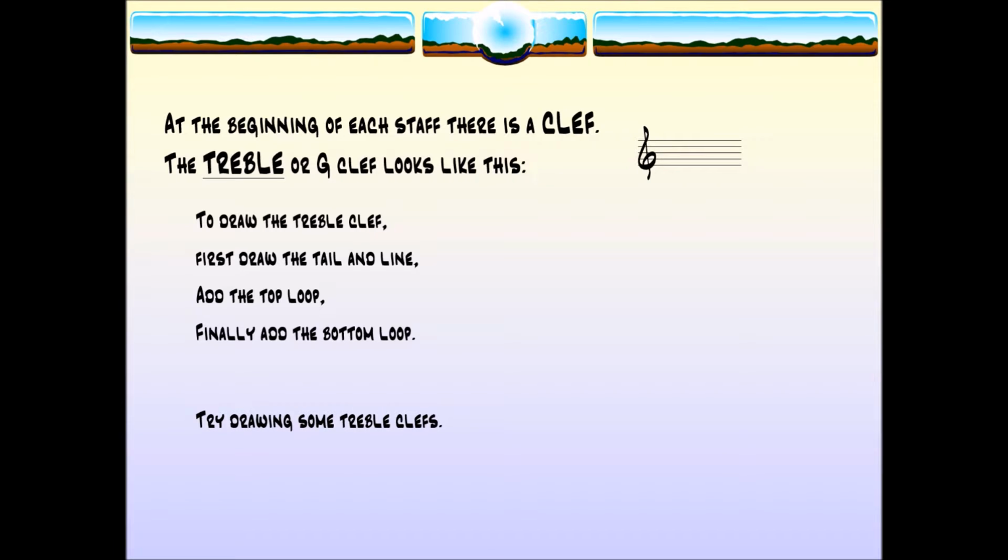Try drawing some treble clefs. Draw some staff lines and then draw some clefs. Or at the end of this PDF, you can get some blank paper and you'll see an example of a clef, and you can draw some clefs of your own.